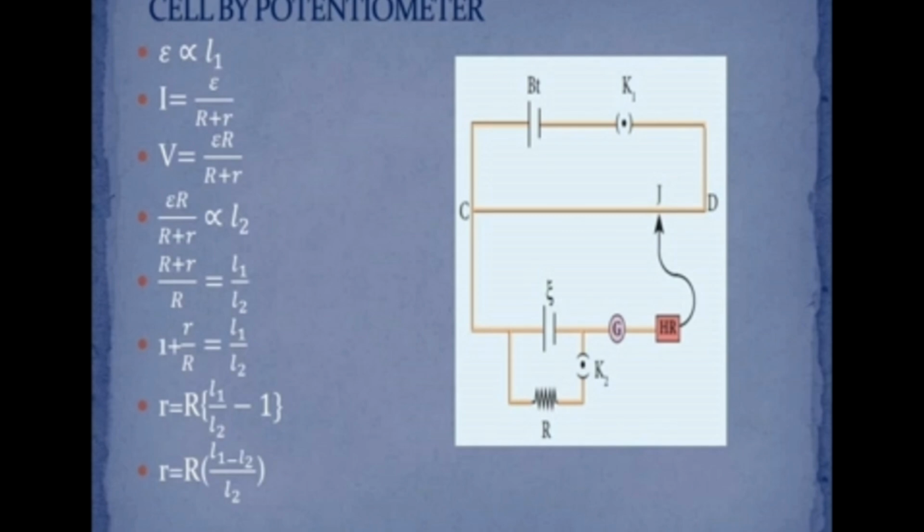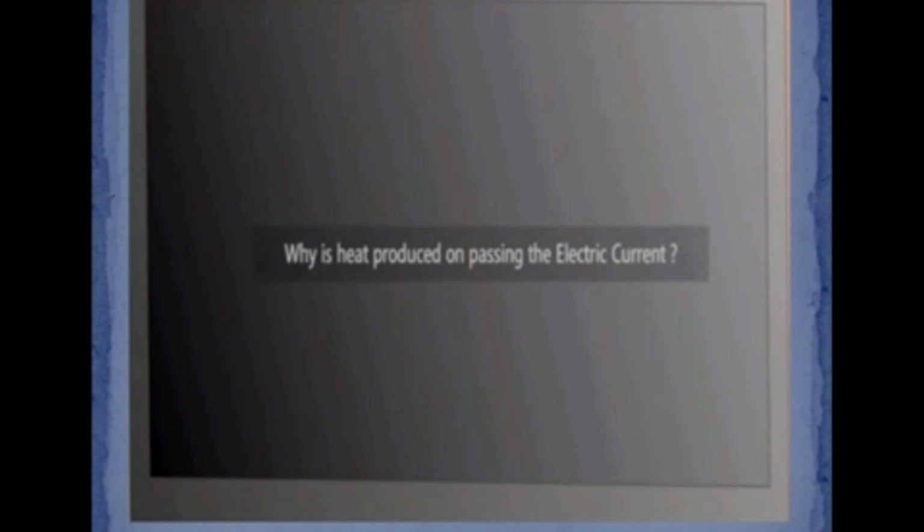Heating effect of electric current. Why is heat produced? Because when the current flows through a conductor, it has resistance. The resistance converts electrical energy into heat energy. When current flows through a resistor, some of the electrical energy delivered to the resistor is converted into heat energy and it is dissipated. So when the current flows through the conductor, because of that resistance, the current is lost in the form of heat energy.